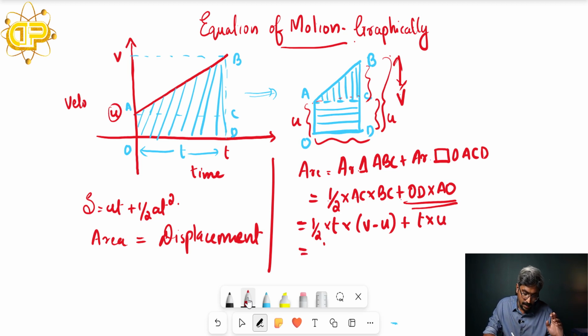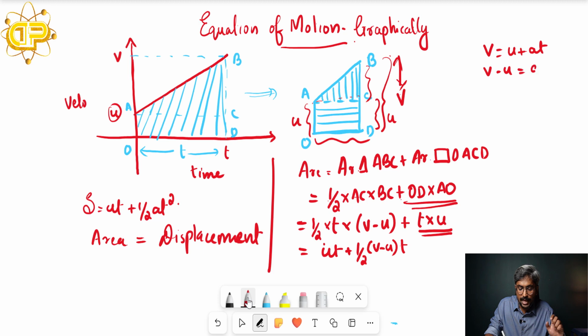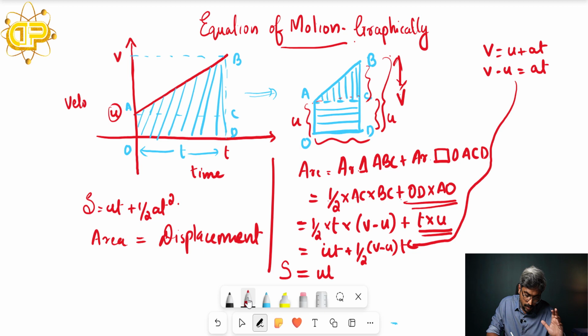From there, again I am rearranging. I am taking these terms first, so ut plus half into (V minus U) into t. So what is this V minus U? In the first equation of motion, you can see that V is equal to U plus at. From there, V minus U is equal to at. Substitute this value here and you will get the area of the triangle, otherwise the displacement. So I am writing s is equal to ut plus half, instead of V minus U, I am writing at, and one more t is there, so at into t.